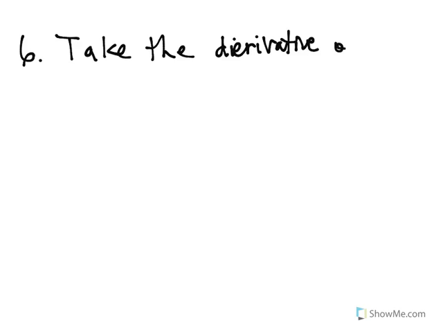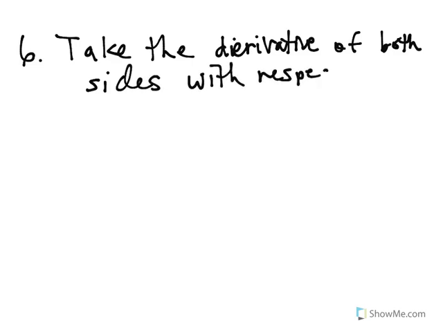Number 6 says take the derivative with respect to t. So take the derivative of everything, or of both sides of the equation that you set up, with respect to t. Okay, so I want you to think back for a second about when you took pre-calculus. Okay, in pre-calculus, somewhere at some point you probably talked about, or you should have talked about, something called parametric equations. Do you remember parametric equations?